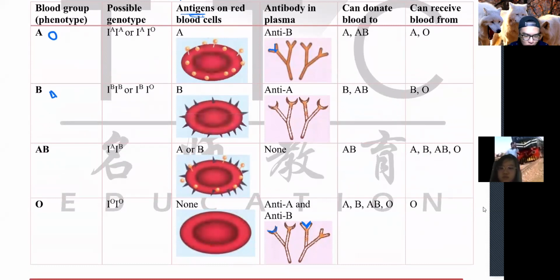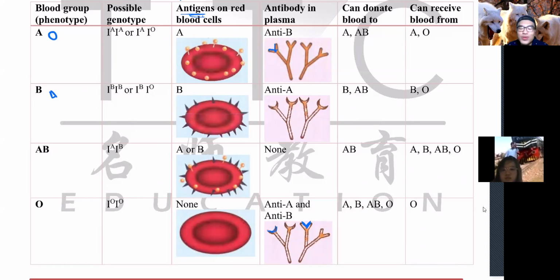If you give AB to A, the A can recognize the A, but the A cannot recognize the B, so they will fight. If you give AB to B, they cannot recognize the A, they can recognize the B, so they will still fight. If you give it to O, they cannot recognize A and B either, so they will still fight. So if you get the wrong type of blood, I hope it doesn't happen.